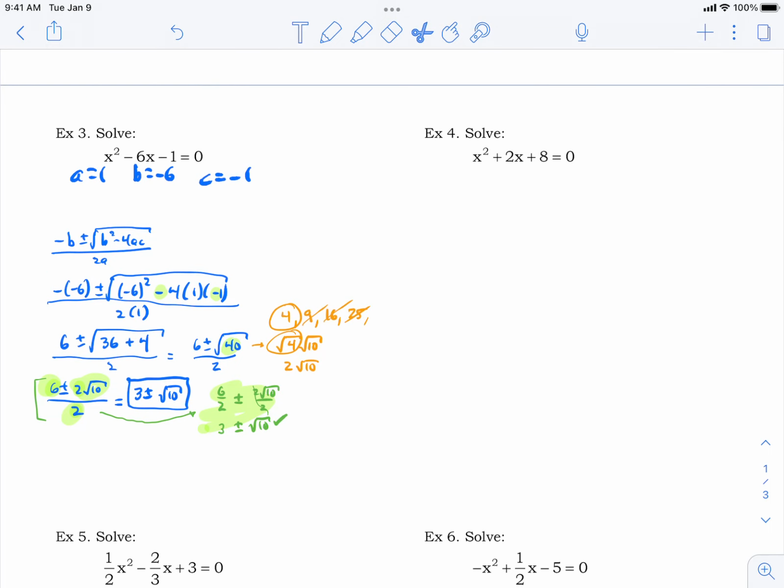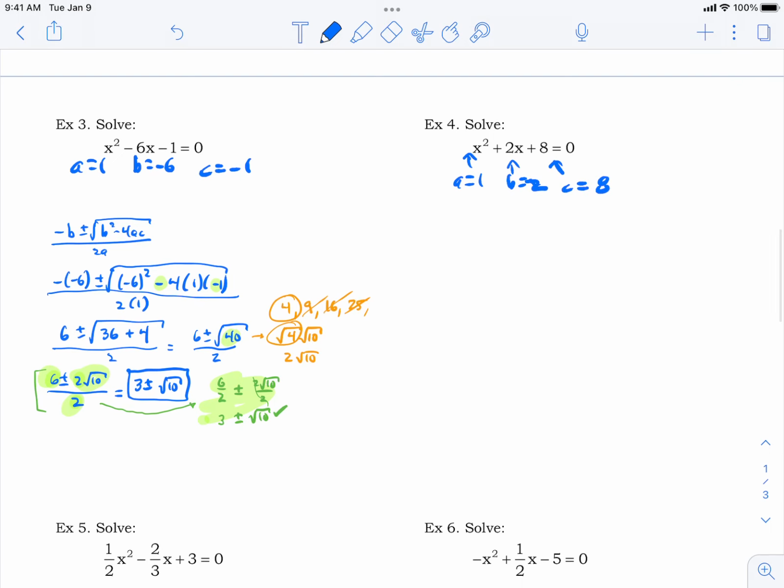So, where are we here? Example 4. What could happen next? I don't know. Let's just see. A is equal to 1, right? B is equal to 2. C is equal to 8. And I'm going to plug in, and let me just refer to the formula over here as I plug in. So negative b, but b is 2, plus or minus square root b squared, so that's a 2 squared, minus 4 times a, which is 1, times c, which is 8, all over 2 times a, which is 1. So there it is.